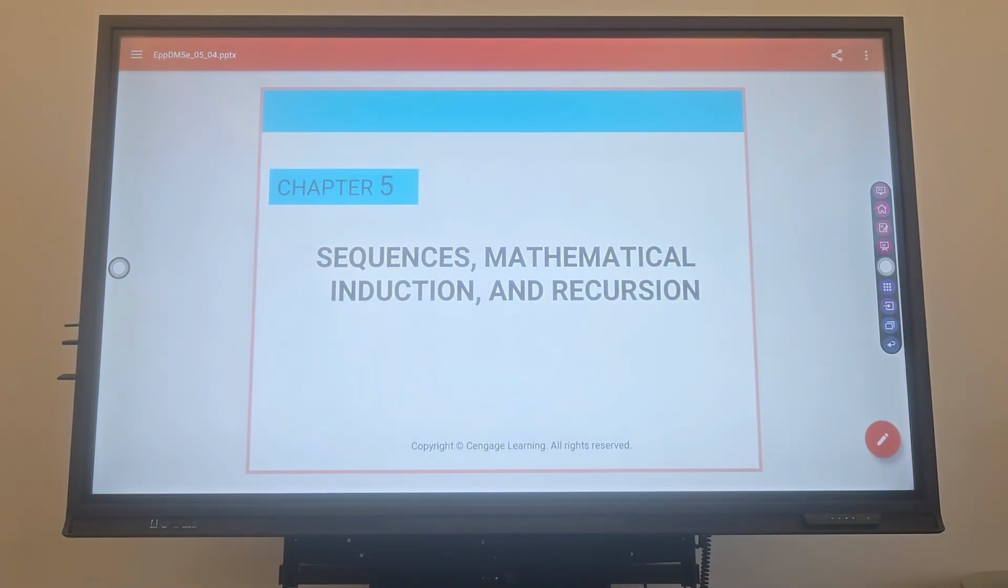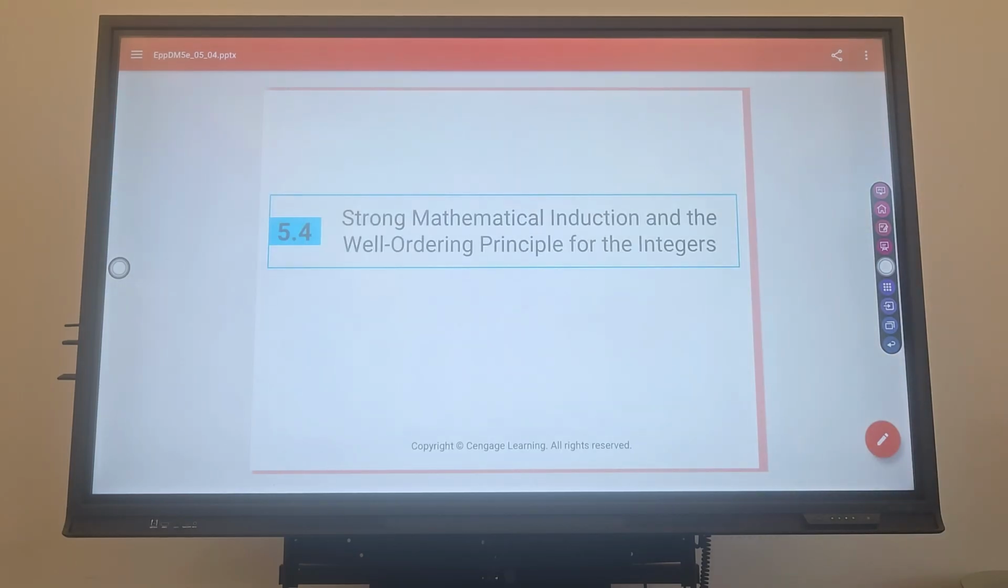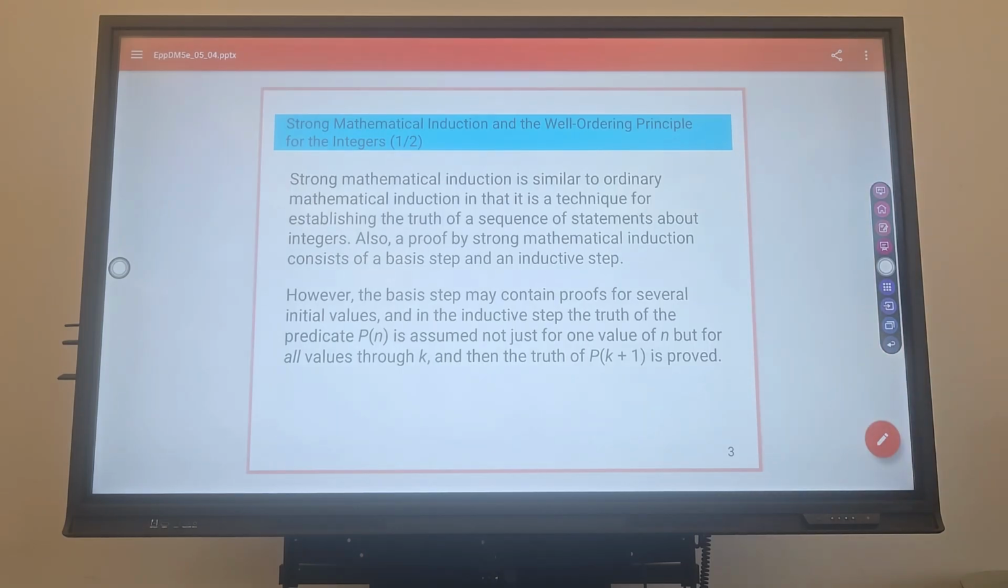Alright. Section 4. Strong mathematical induction and the well-ordering principle for the integers. A little bit of a mouthful for this section. Strong mathematical induction is similar to ordinary mathematical induction in that it is a technique for establishing the truth of a sequence of statements about integers. Also, a proof by strong mathematical induction consists of a basis step and an inductive step.